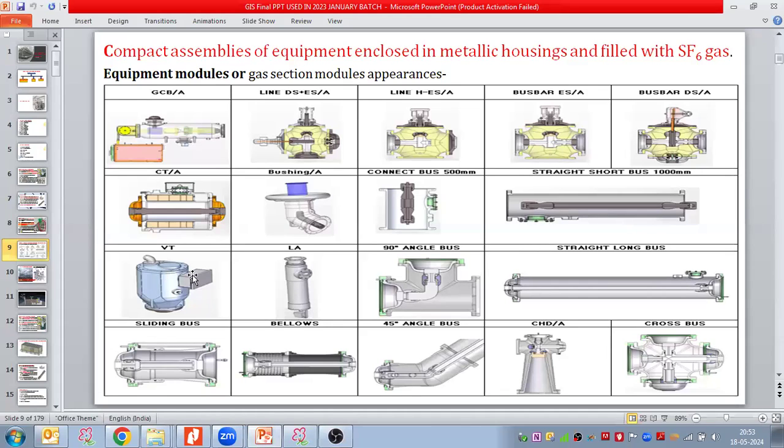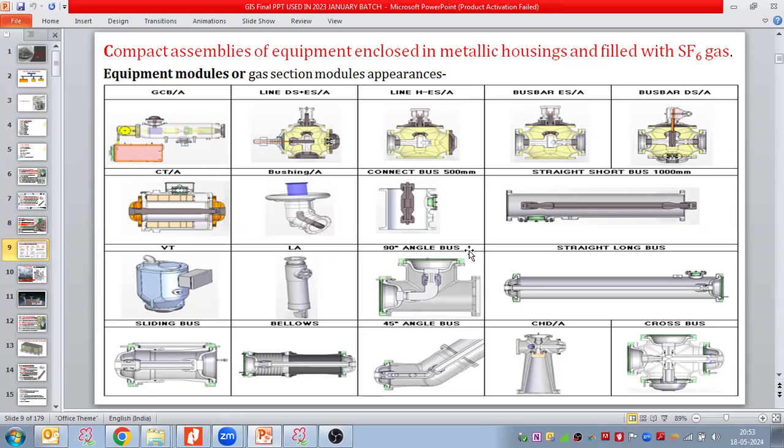VT is represented like this, surge arrester like this, and we require some angles, 90-degree angle, 45-degree angle of the enclosures. So this is the representation of the angles of the bus duct enclosures. This is again a long bus, small. This is the short bus. This is the sliding bus, bellows, 45-degree angle bus. This is the cable chamber. When we have cross busing, this kind of module we use for cross busings.